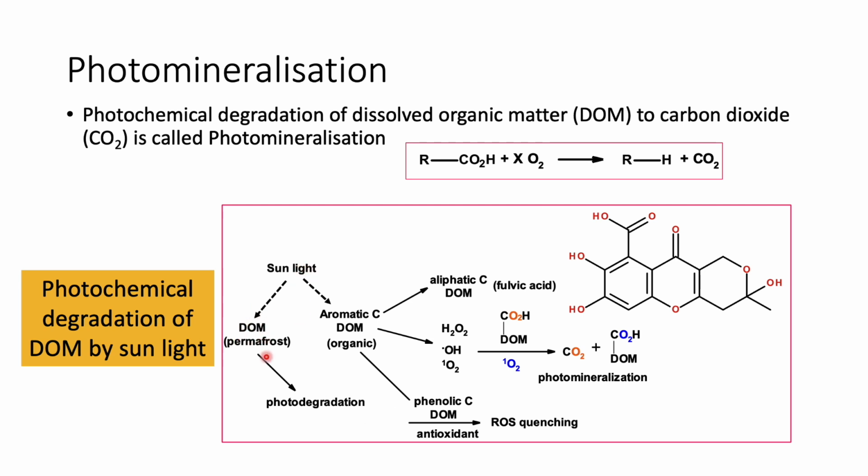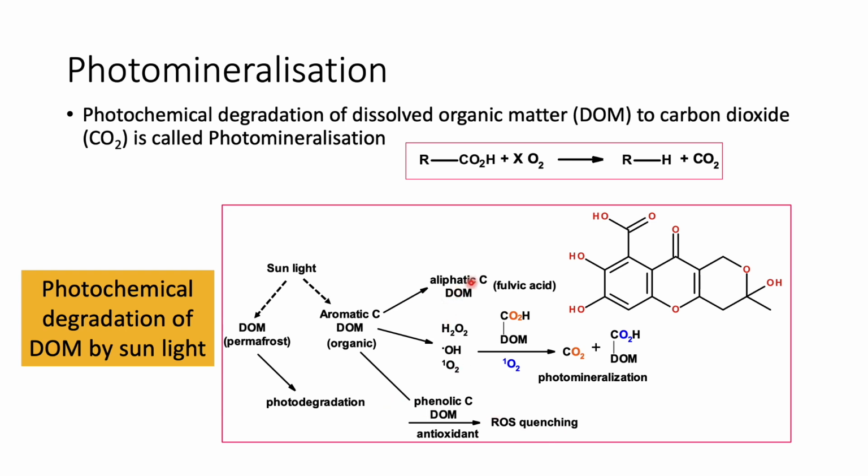So sunlight falls on the DOM, that is dissolved organic matter, and it leads to photodegradation. This is one set of reaction that is happening. In the other set, there are also aromatic carbon containing dissolved organic matters. They undergo various other types of reactions. Some of them get converted to phenolic carbons, and the antioxidants which are present convert them, leading to ROS quenching, that is reactive oxygen species quenching. So this is one set of reaction.